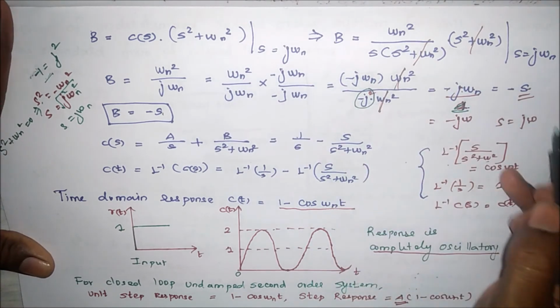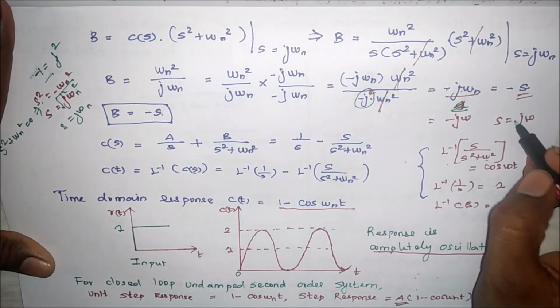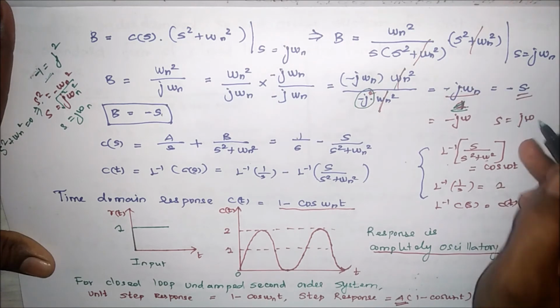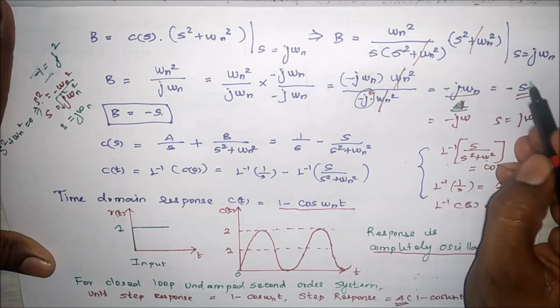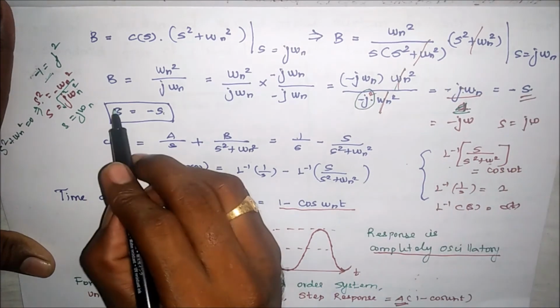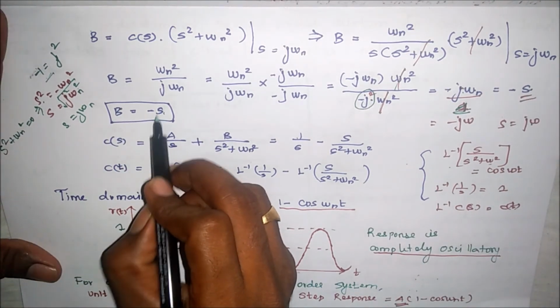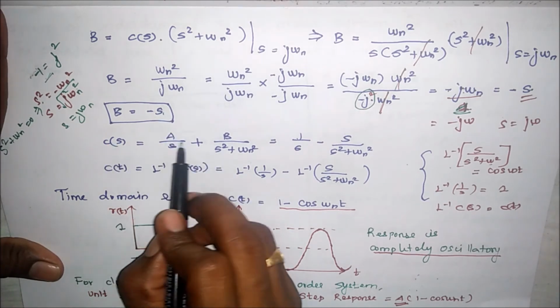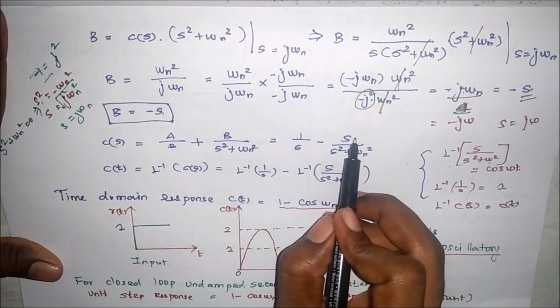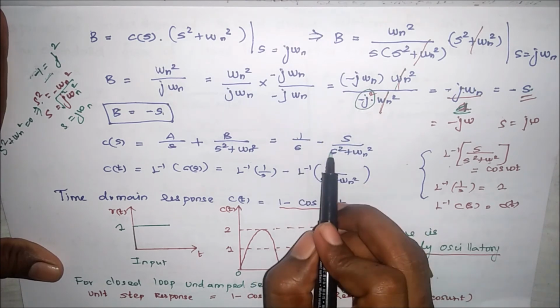We know s equal to j omega, so minus s means minus j omega. Therefore for minus j omega n, its value is minus s. Therefore b equal to minus s. Now we have to substitute the a value and b value into the C of s equation. So we will get this equation, and now it is the required form.